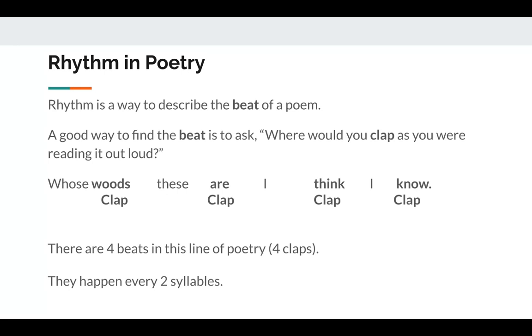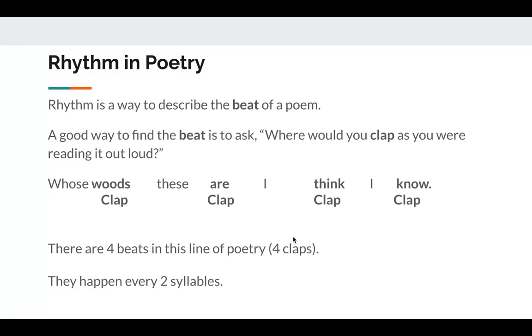Okay, so I'm going to find a rhythm to that. I'm going to clap along. Whose woods these are, I think I know. Whose woods these are, I think I know. Okay, so there were 4 claps when I read that line out loud, and there are 4 beats in this line of poetry. They happen every 2 syllables.